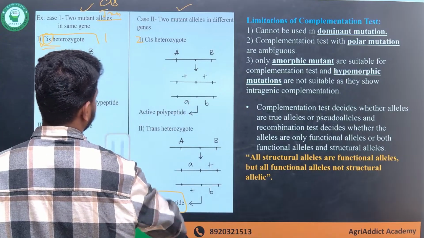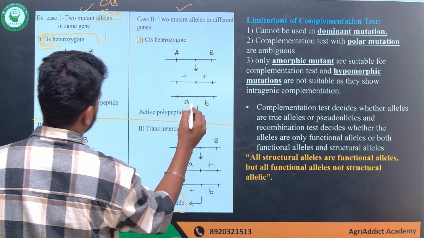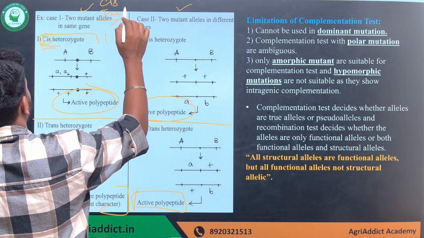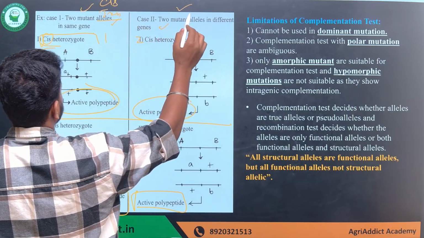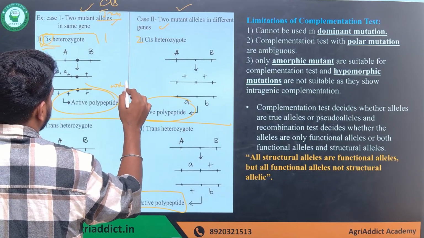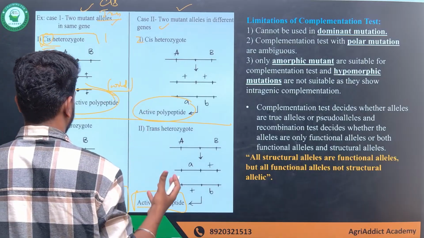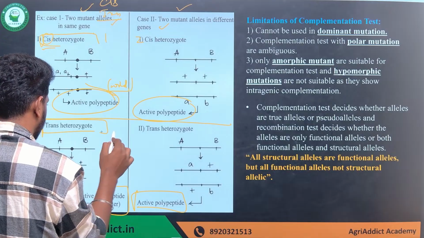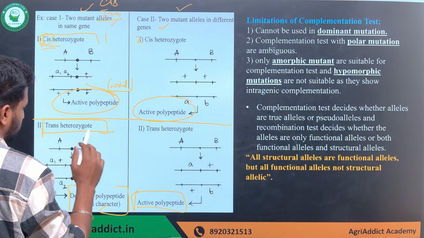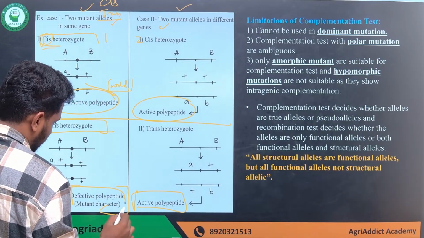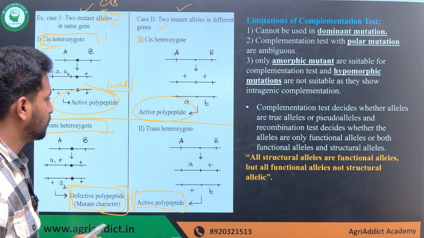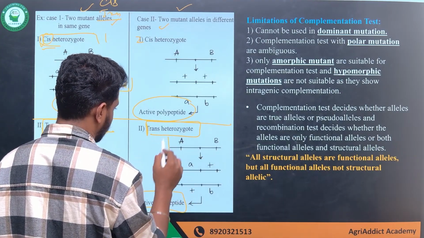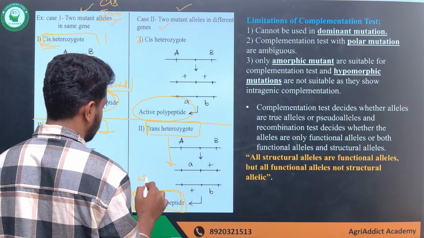We can clearly see that cis heterozygotes, whether the mutants are in the same gene or in different genes, both give the wild type, that is, active peptide. That's why we can't differentiate. But why do we always use trans heterozygotes? Because if the two mutants are present in the same gene, only the mutant character will be shown, and if they are in two different genes in trans heterozygotes, the active or wild type is produced.